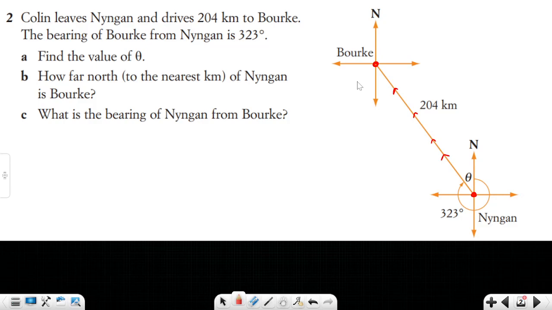The bearing of Bork from Ningan, so Ningan is the center, therefore this angle that he is showing here is 323 degrees, right? Find the value of theta. Very simple. For the first one, we can easily say theta is nothing but 360 minus 323, which is going to be 37 degrees. Next, B part. How far north of Ningan is Bork?